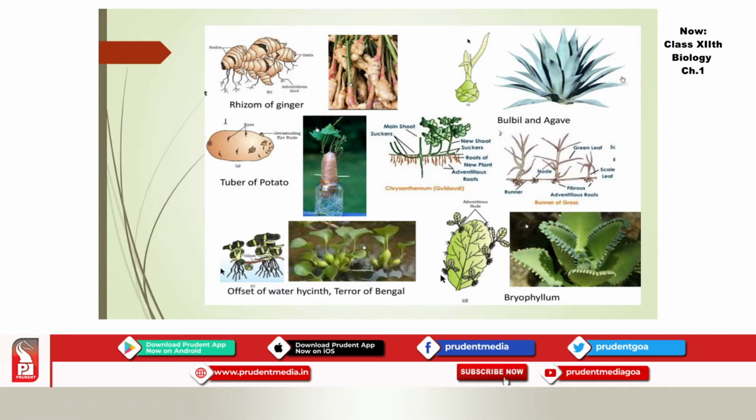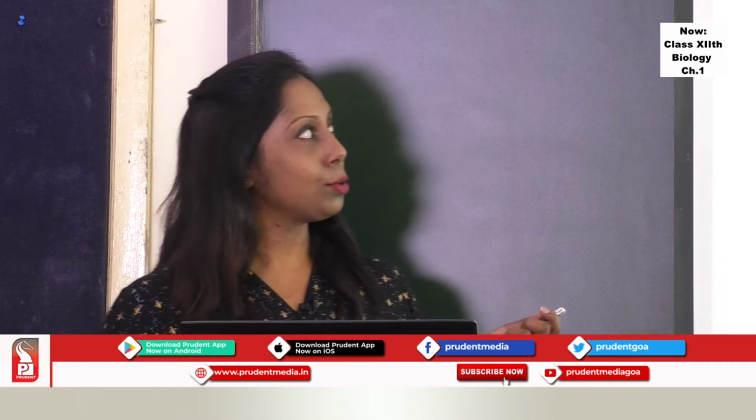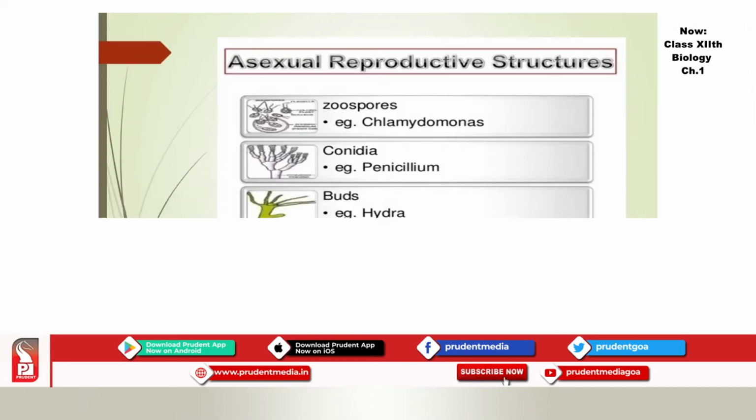This is the bulbil, the chrysanthemum, and the leaf buds in Bryophyllum. So quickly let us revise or go through the asexual reproductive structures again.